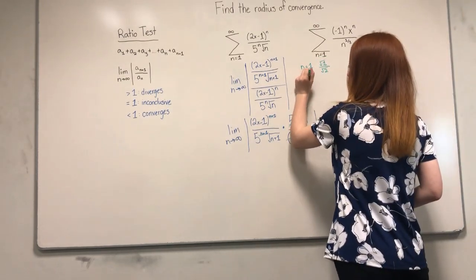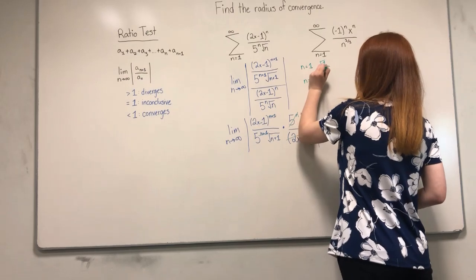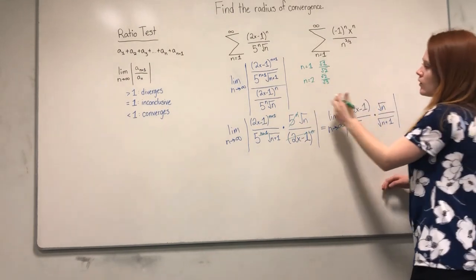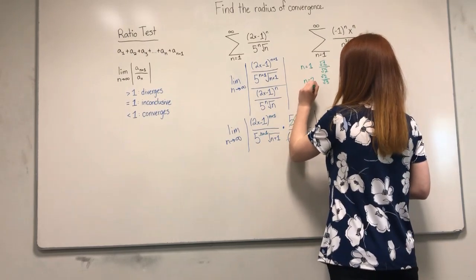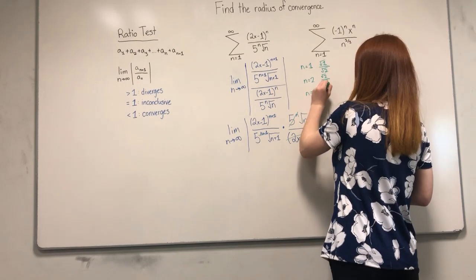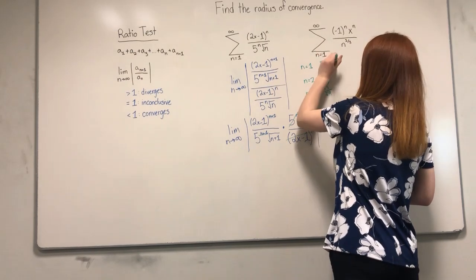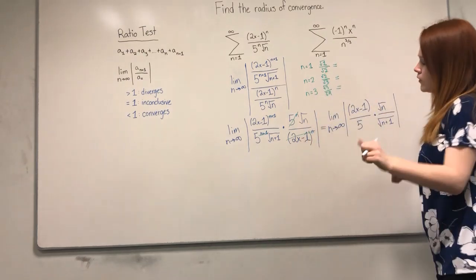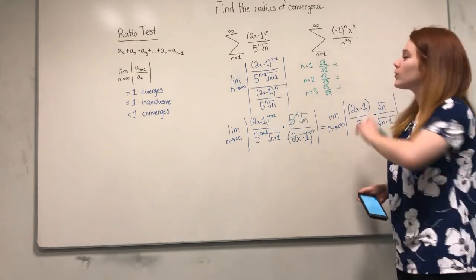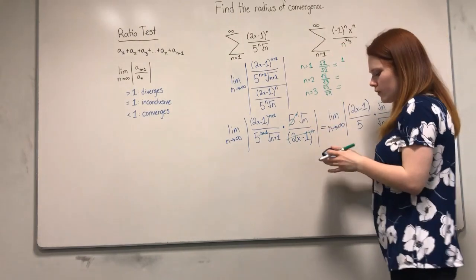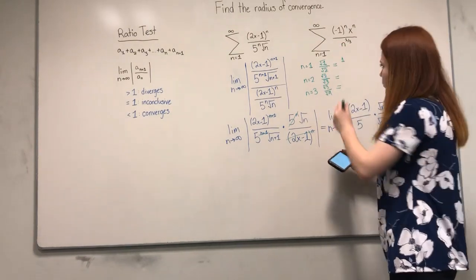And then if we do n equals 2, we get the square root of 2 over the square root of 3. Or n equals 3, the square root of 3 over the square root of 4. And so we have these values, and what do we get?